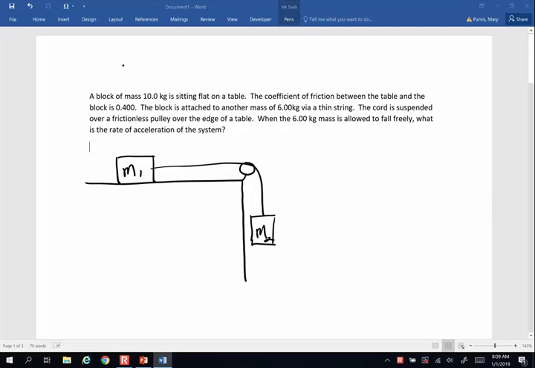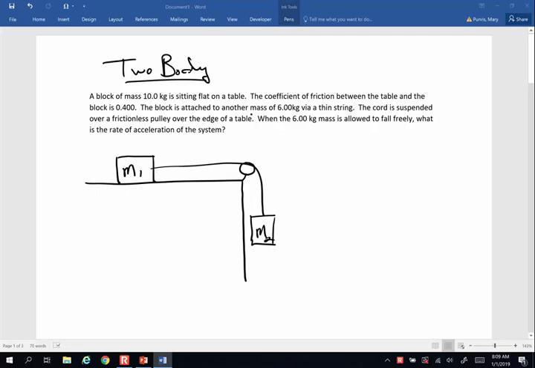Hi folks, this is a two-body problem, meaning there are two objects that are connected together and they're going to share some data. So here's what's going on. A block of mass 10 kilograms is sitting on a flat table. The coefficient of friction between the table and the block is 0.4.